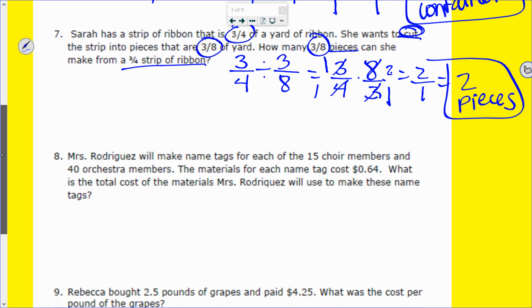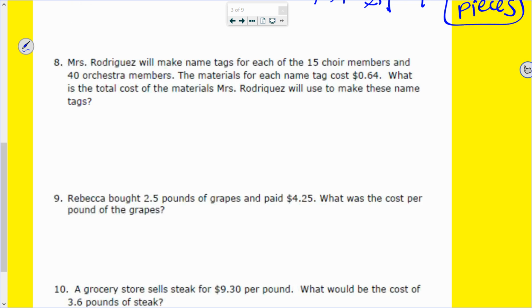All right, number 8. Mrs. Rodriguez will make name tags for each of the 15 choir and 40 orchestra members. The material for each name tag is 64 cents. What is the total cost of the materials?